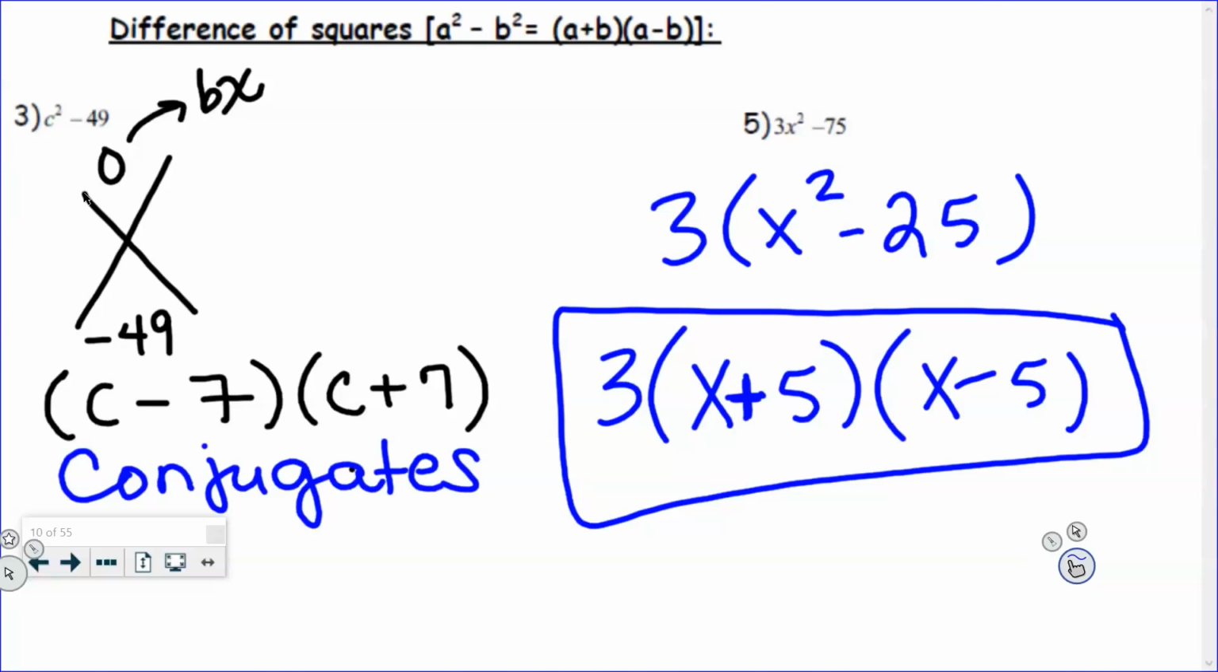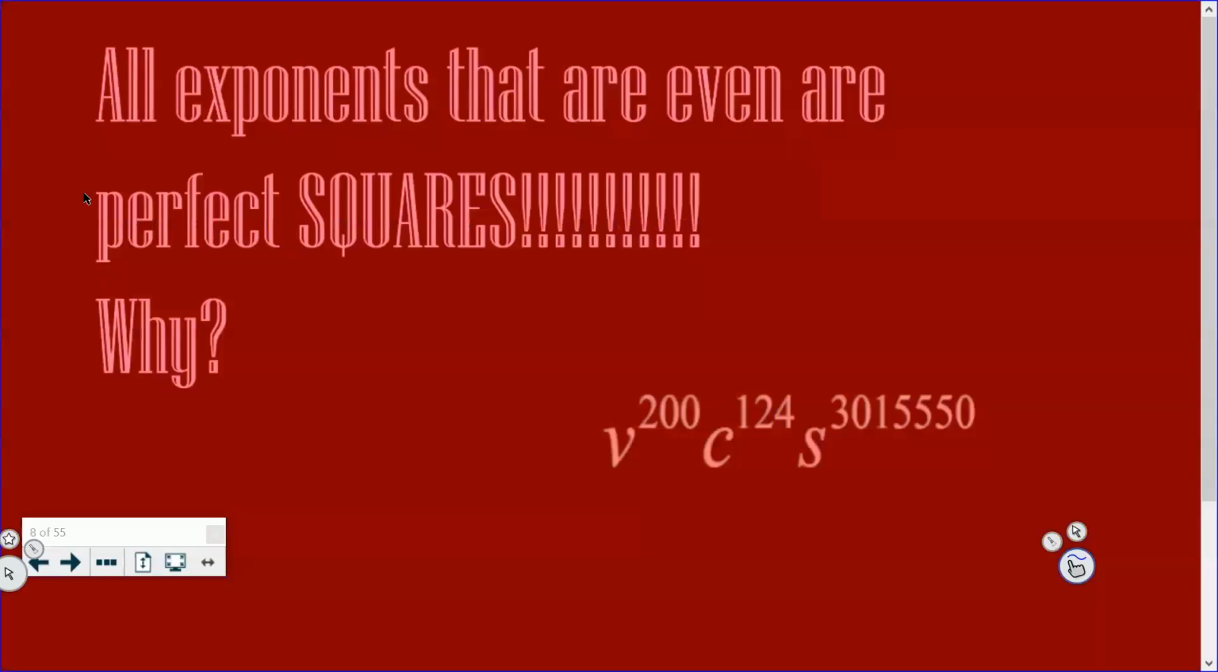Okay, so let me go back to some stuff that's not in your packet. First of all, things are going to get amped up a little bit. If you're looking down at problem 7, problem 4, you've got some crazy looking exponents there. Not a big deal, as long as you remember all exponents that are even are perfect squares. So v to the 200, that's a perfect square. C to the 124, as long as it's even, it's a perfect square.